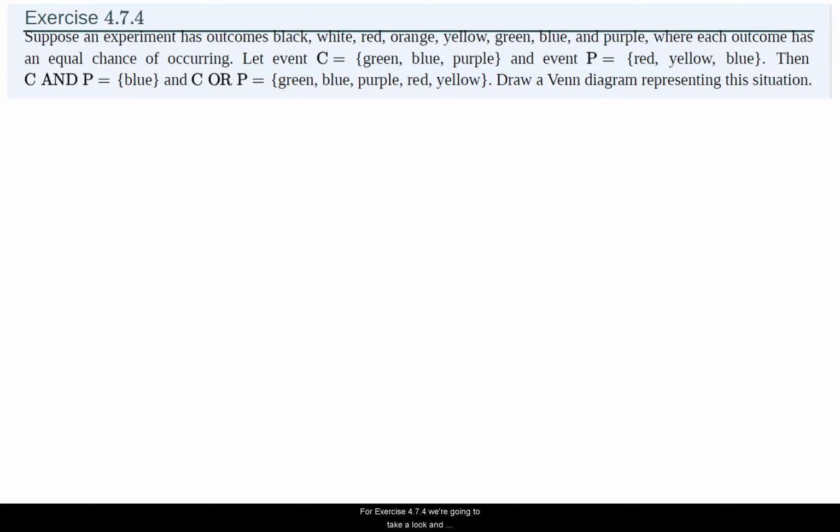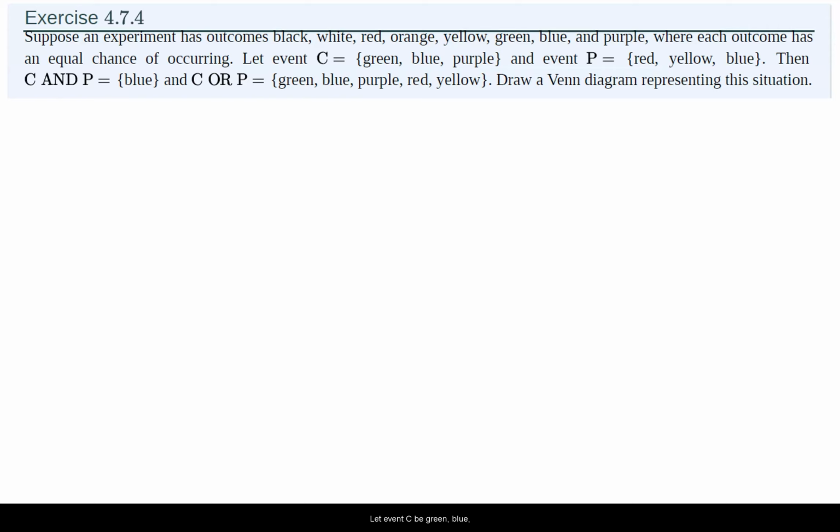For exercise 4.7.4, we're going to take a look at Venn diagrams. Venn diagrams are another way that we can display information given to us. Suppose an experiment has outcomes black, white, red, orange, yellow, green, blue, and purple, where each outcome has an equal chance of occurring. Think about these different colored balls in a bag, and you're drawing them out.